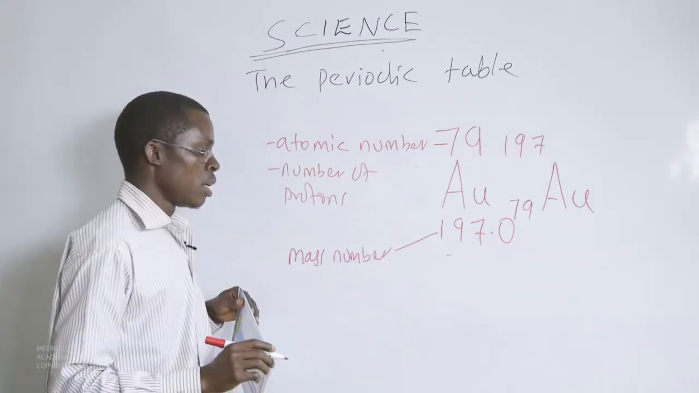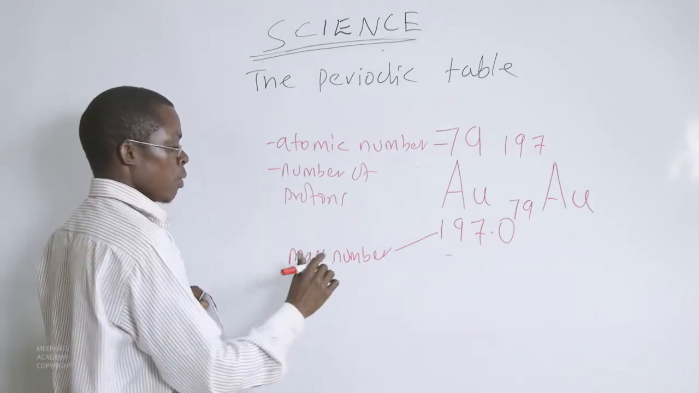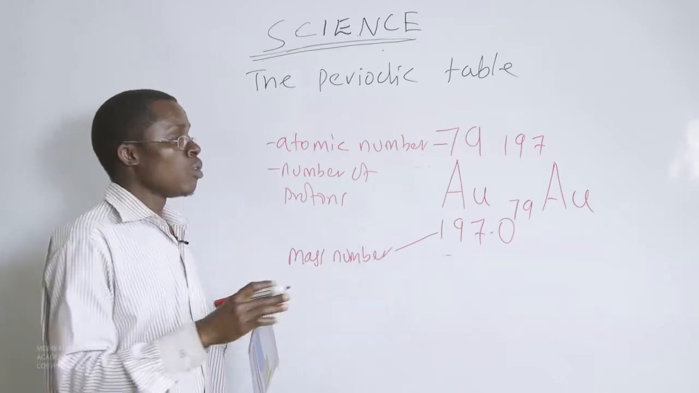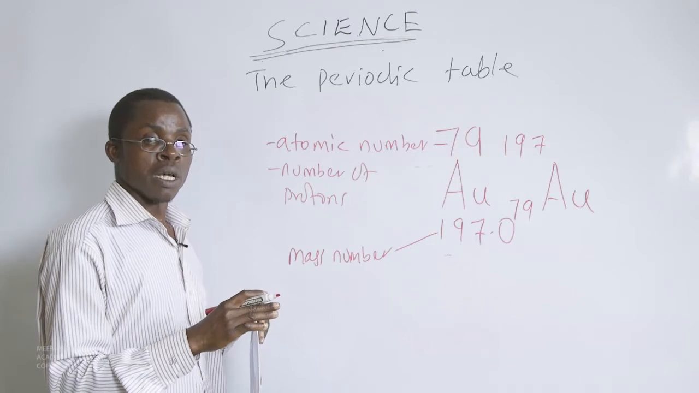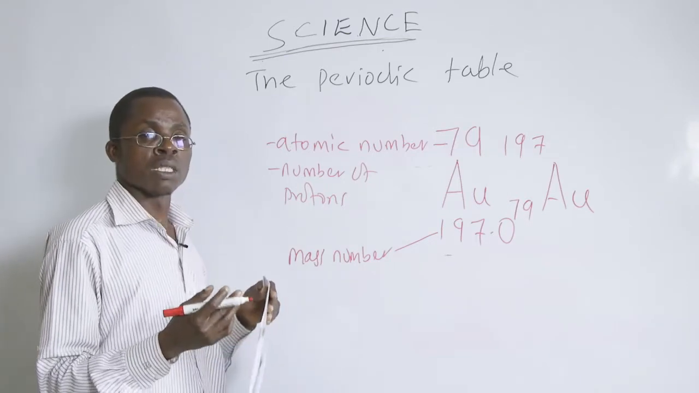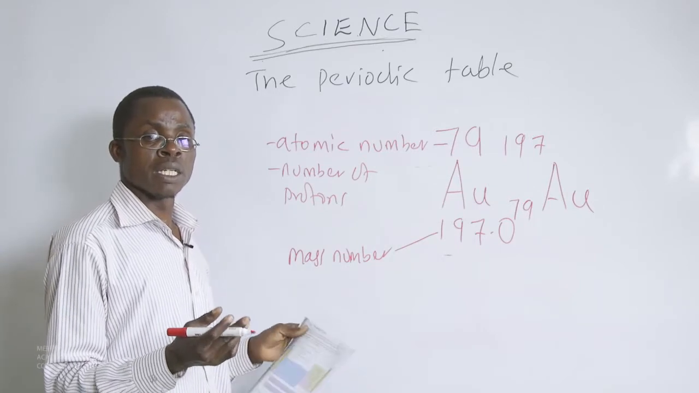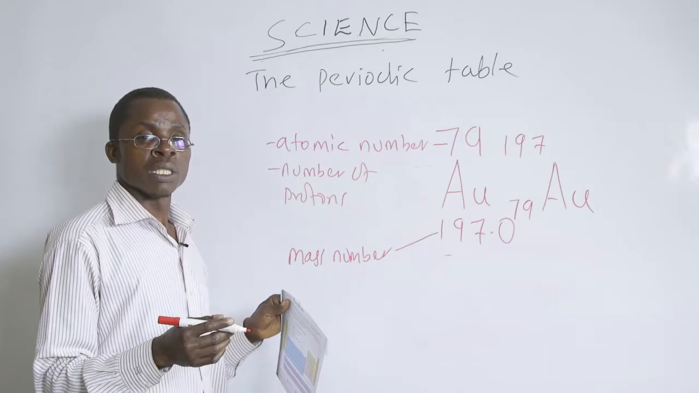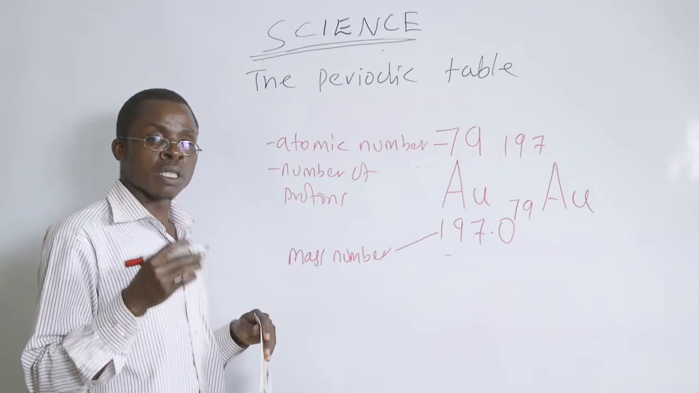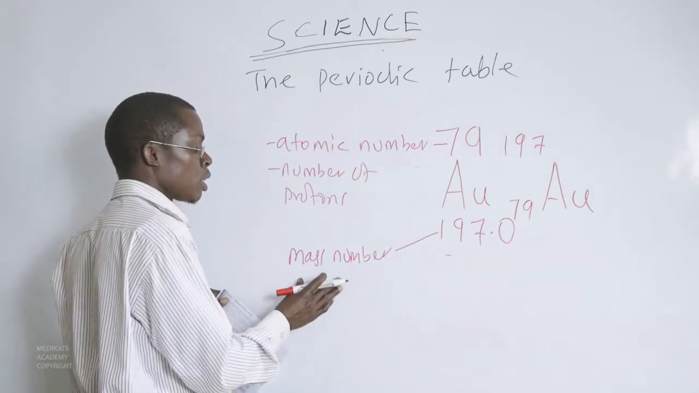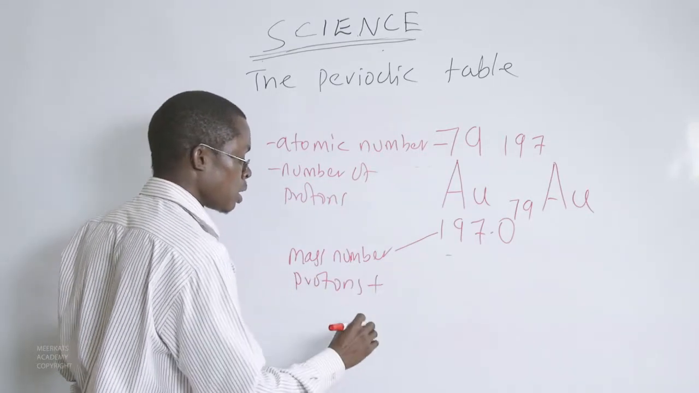Mass number. Now what is mass number? When Mendeleev was trying to rearrange these elements, he was using mass, but he didn't know that this mass is being contributed by two things. But in 1932, when James Chadwick came in, he discovered that the other subatomic particle that is contributing to mass in addition to protons is neutrons.